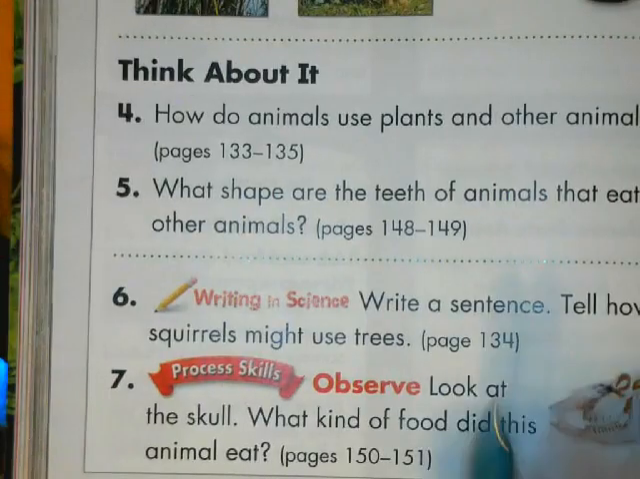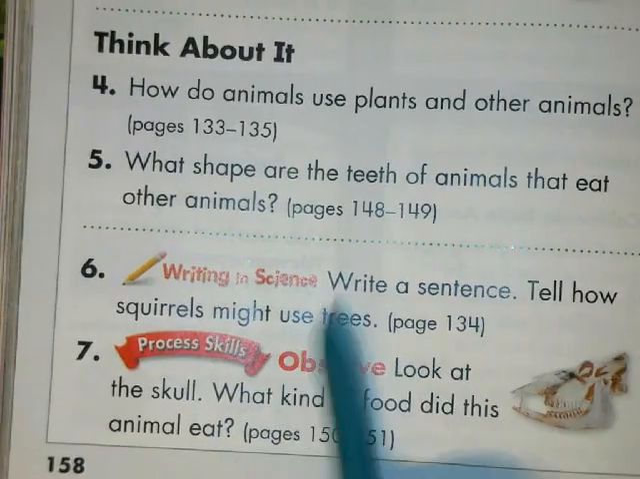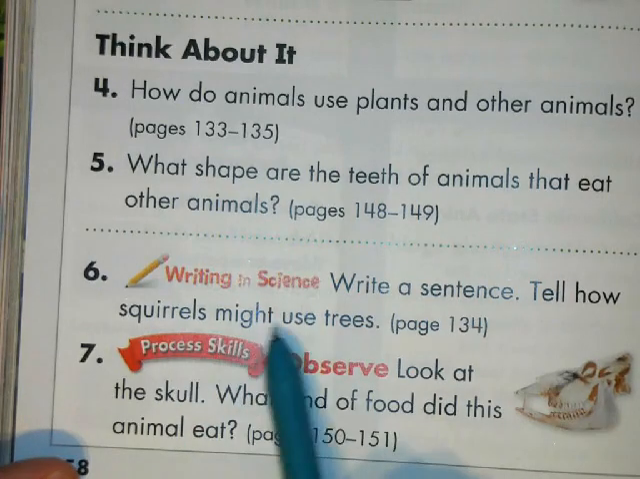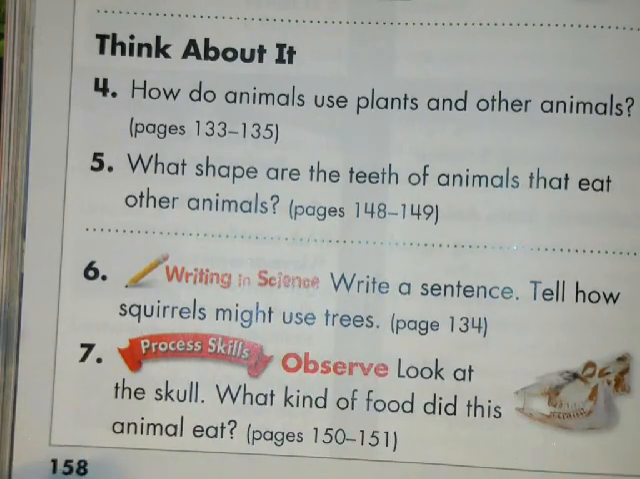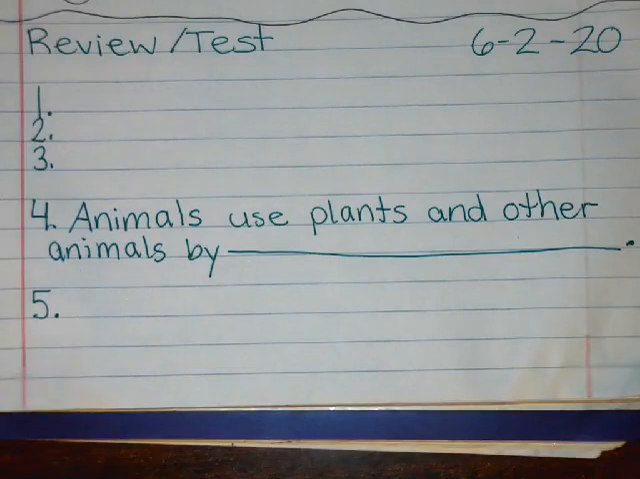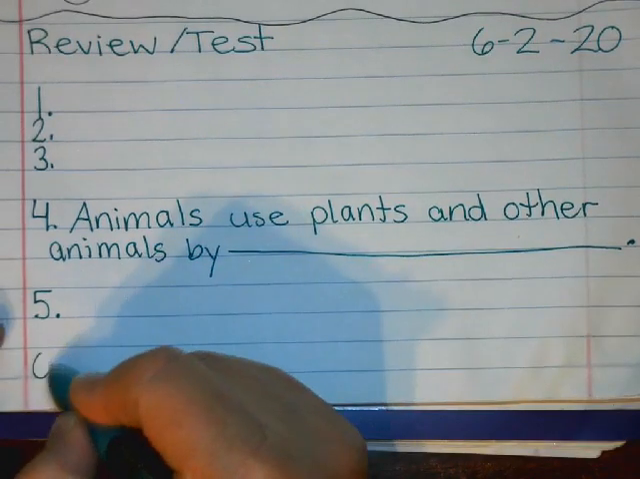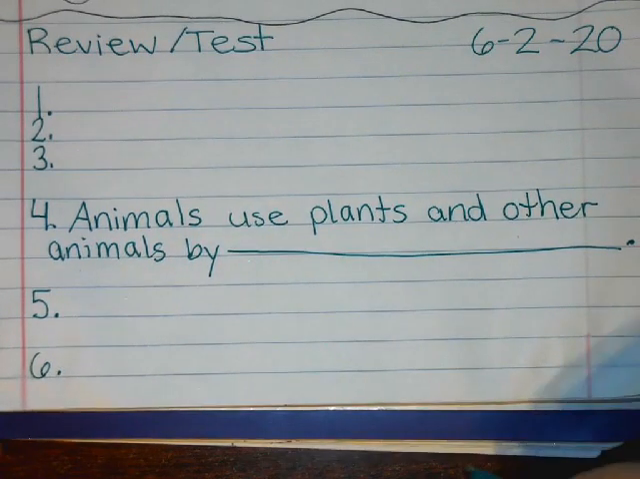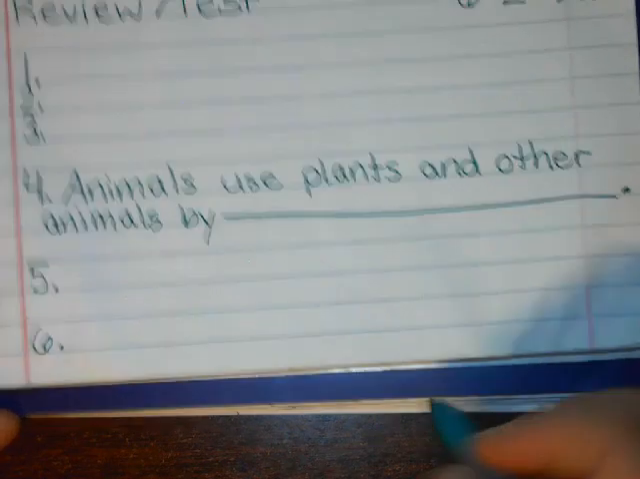Okay, let's see number 6. It says, write a sentence. Tell how squirrels might use trees. Okay, I think we can fit it here. If you can't fit it, go ahead and turn your page to a new page.